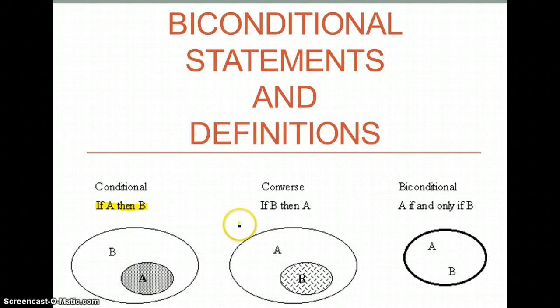If we review the converse, we then remember that the converse changes the order. So now we are stating if B, then A. So again, illustrated by our Venn diagram, we have B within A.